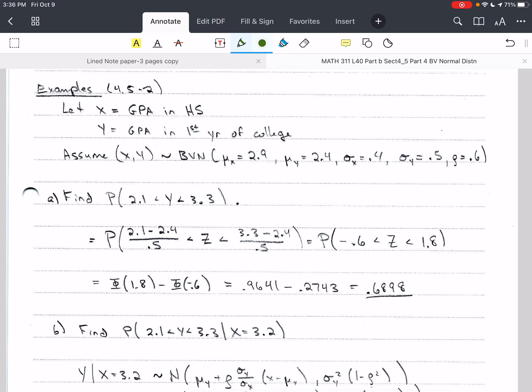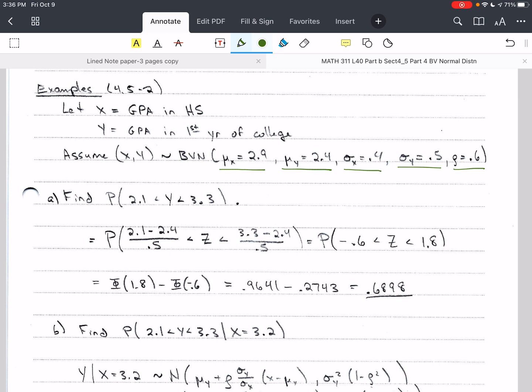This is example 5.2-2, where X is the GPA from high school, and Y is the GPA in the first year of college. Assume that X and Y have a bivariate normal distribution with mean of X 2.9, mean of Y 2.4, standard deviation of X 0.4, standard deviation of Y 0.5, and rho is 0.6.